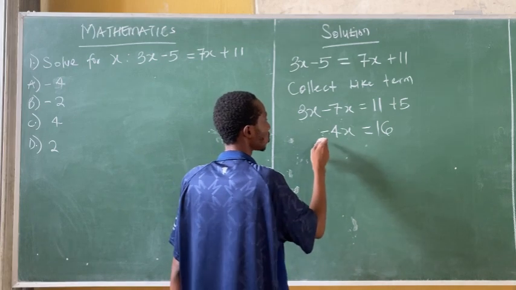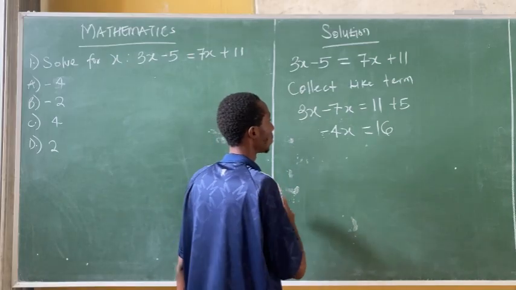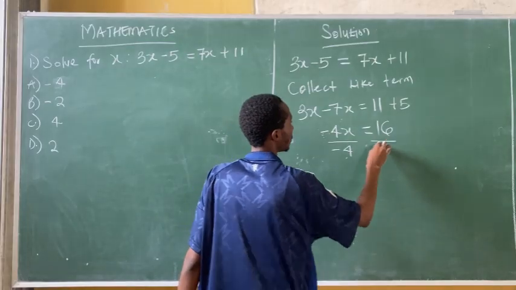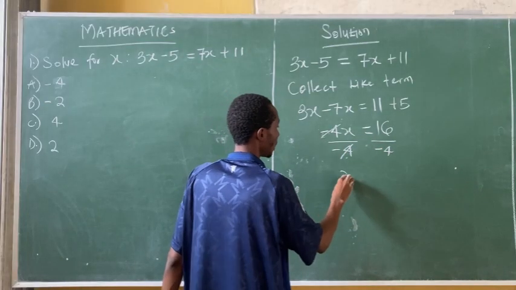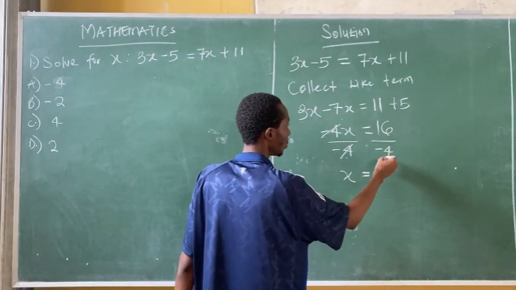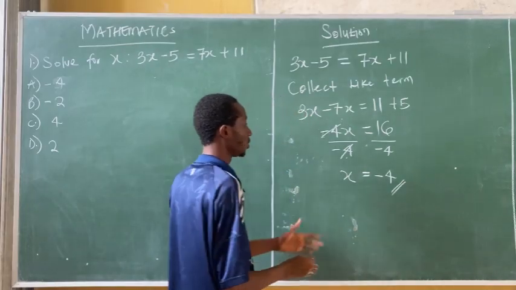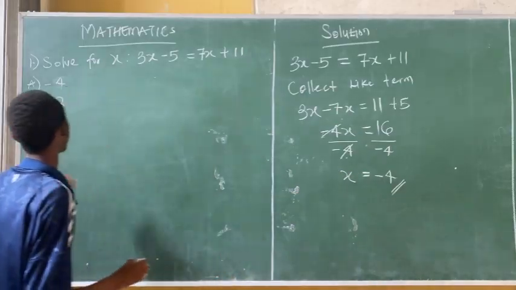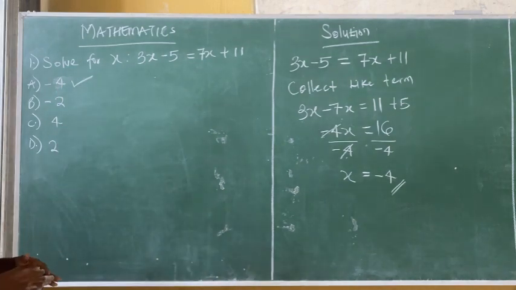We are looking for x and not minus 4x. So what we need to do is to divide both sides by minus 4. If we divide both sides by minus 4, we take away minus 4. We're left with x. X is equal to 16 divided by minus 4 will give us minus 4. So therefore, the value of x in this equation is minus 4. The correct option here is option A, x is equal to minus 4. So this is the correct answer.